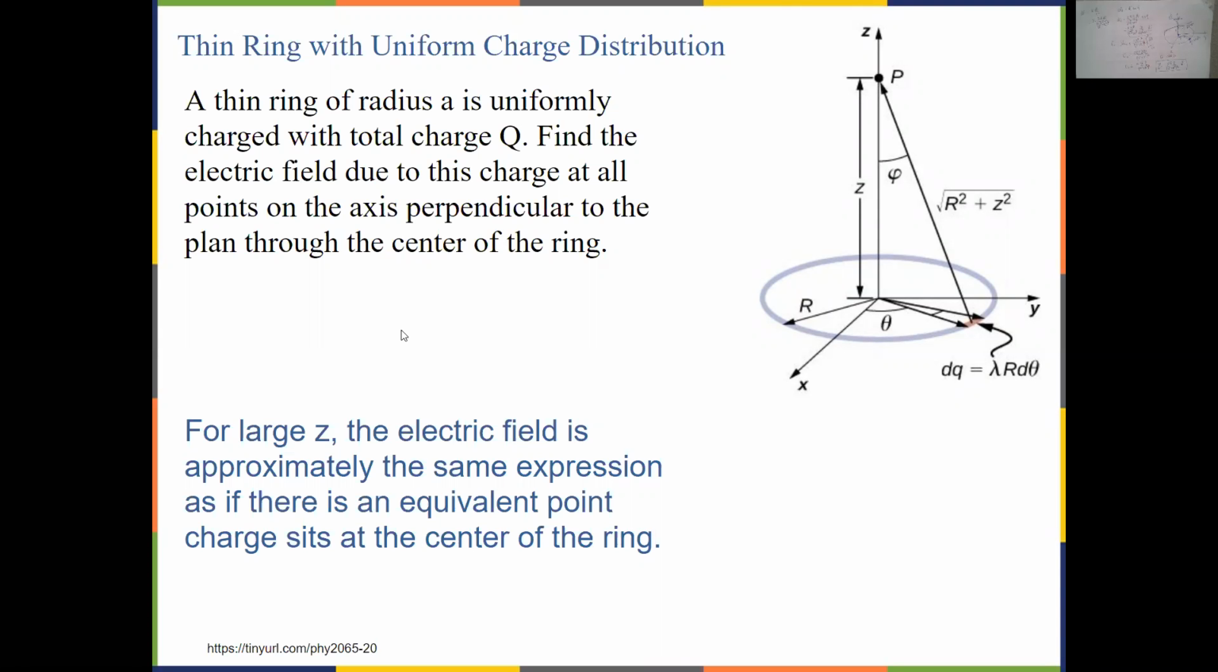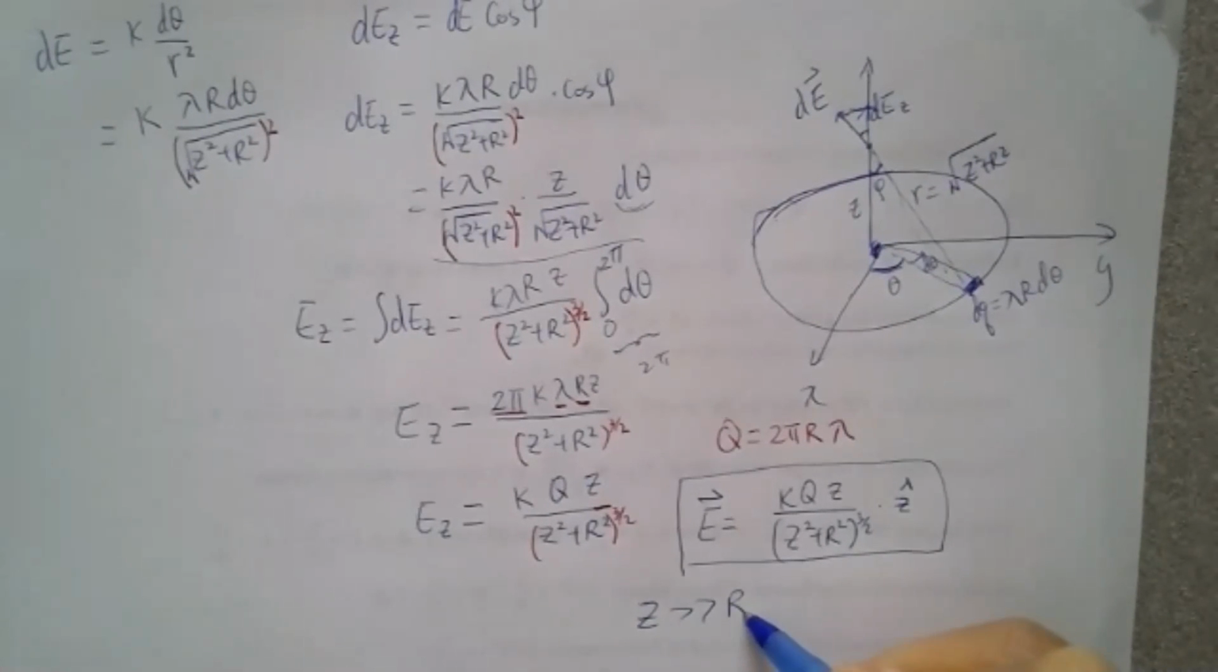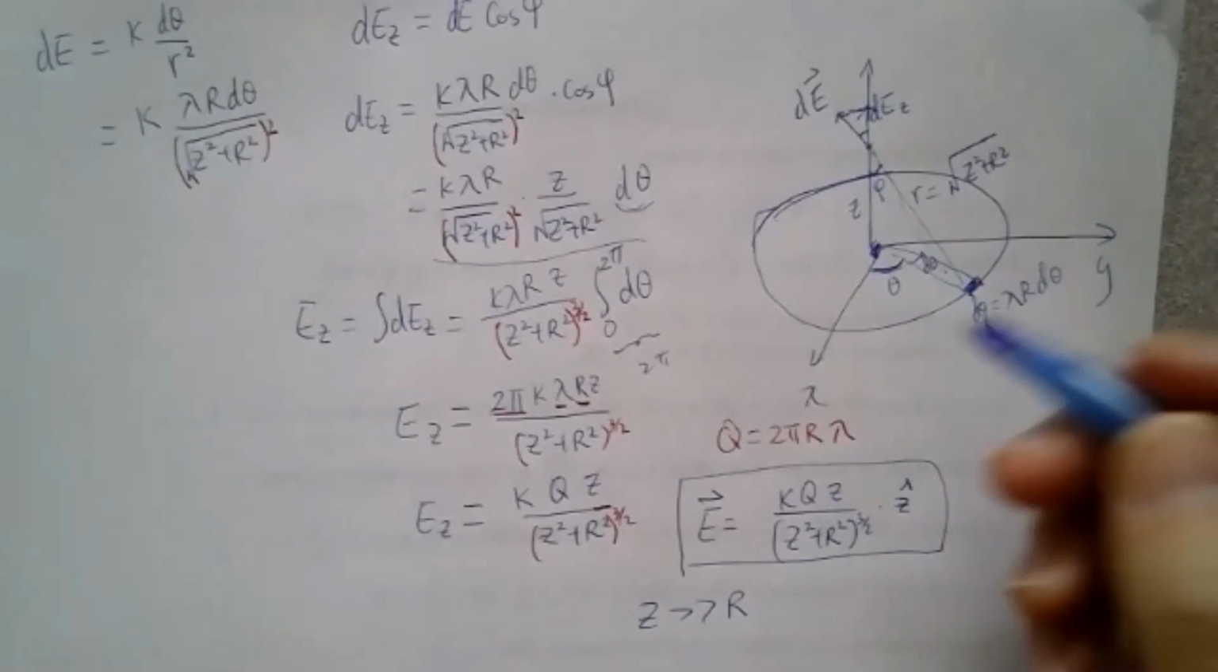Now we can take a look if Z is very big. Okay, so if Z is large, then you can ignore this guy. Let me just stop sharing for right now. You can see it better here. So if Z is much bigger than R, that means Z is very large.